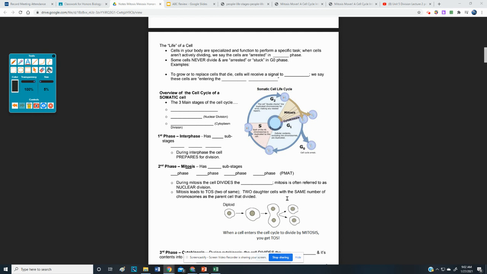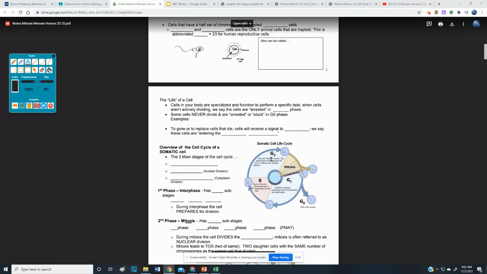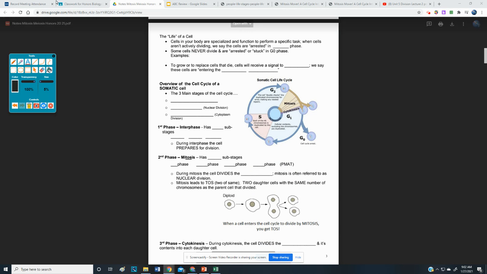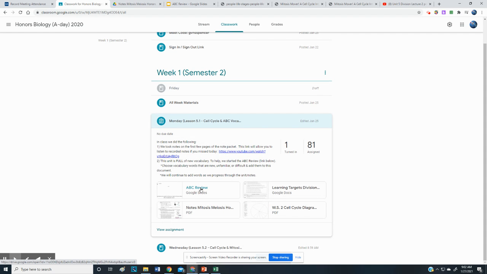Okay, so this is Unit 5, Cell Reproduction. This is page 3. Okay, before we begin though, we're going to take a little bit of a second to review because we did a little bit on Wednesday and on Monday, and I had you guys start this ABC review. And we didn't get a lot of vocab down, but here's what I need you to do.